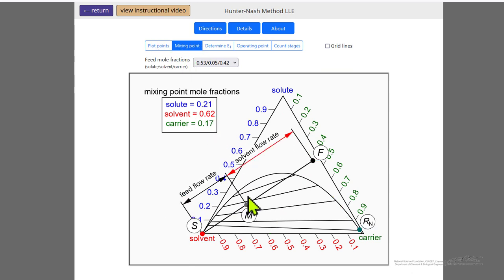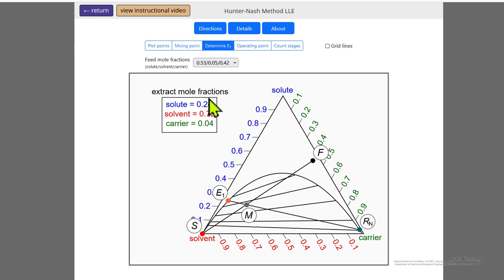again, just from mass balances, this is the composition. If we were to mix the solvent and the feed together with their relative flow rates, this is the composition we would end up with. We can then determine the first extract composition using that mixing point and the raffinate composition that we're aiming for. So this is just an overall mass balance.